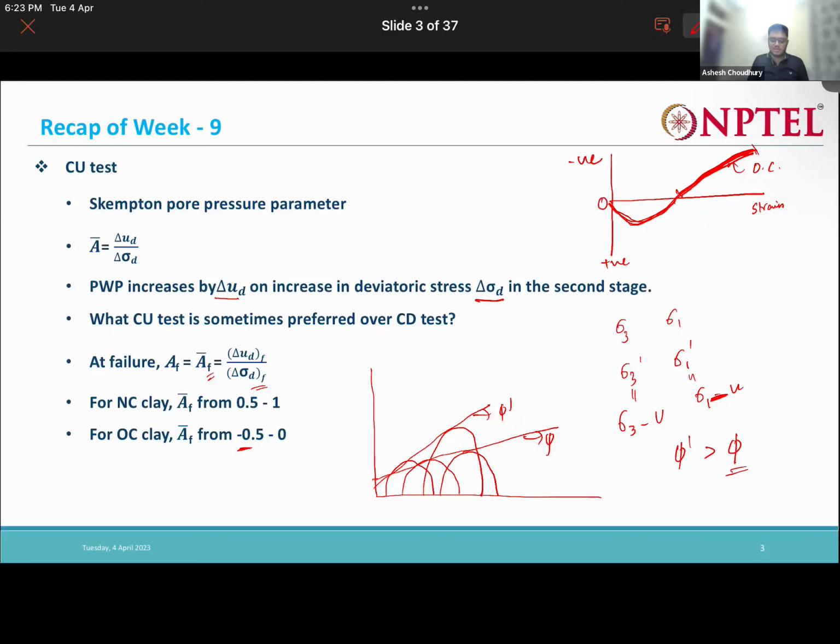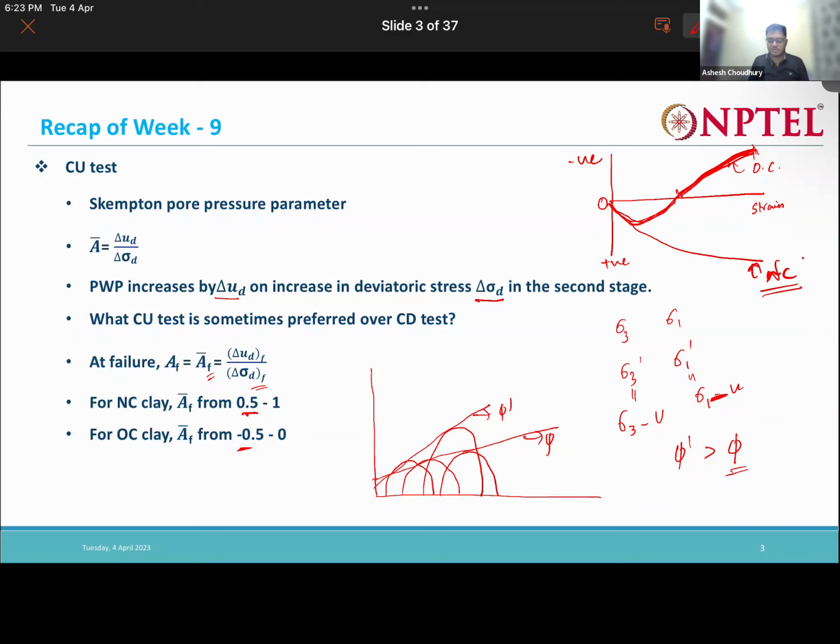Okay, you are getting this negative wave from here. And if the soil is normally consolidated, my pore water pressures are always positive, right? Pore water pressures are always positive. So that's why we have this A value varying from 0.5 to 1. Okay, so these are the differences.